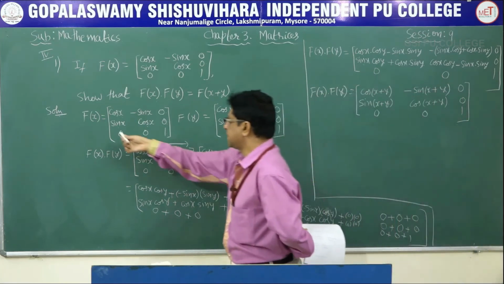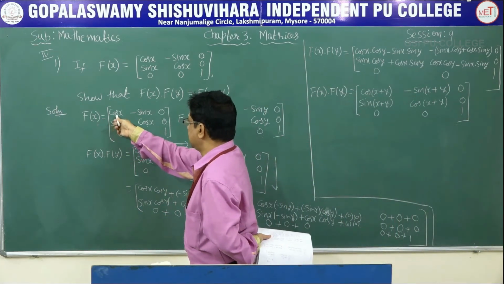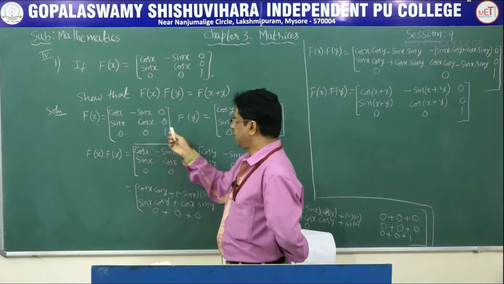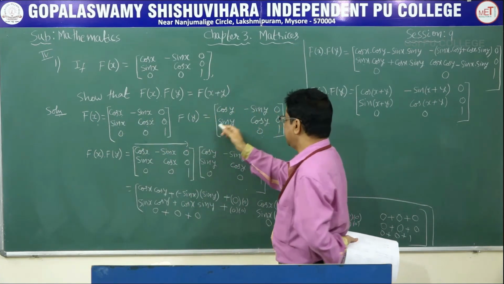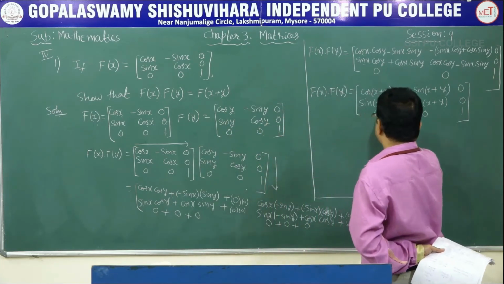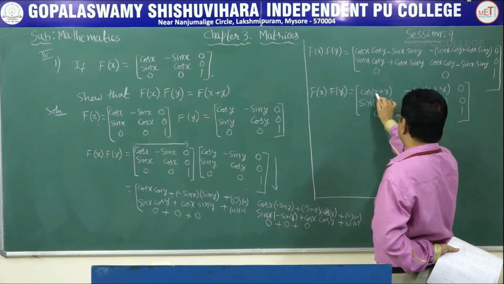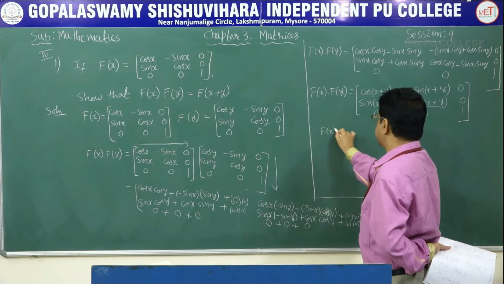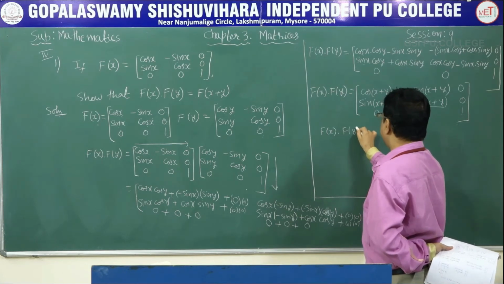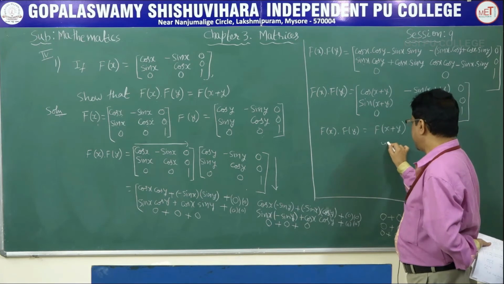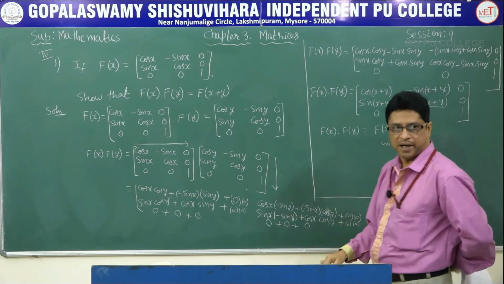So if you observe in f of x, the angles here are all x. If you observe in f of y, the angles for cos and sin is y. Here if you observe, the angles of cos and sin are x plus y. That means you can replace the angle by x plus y. So that completes this problem.